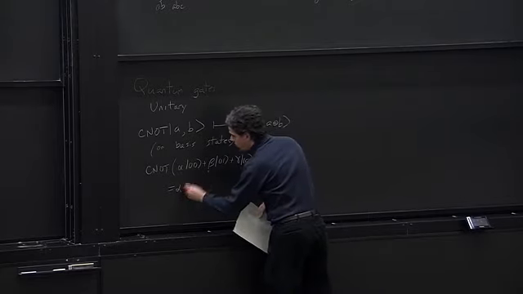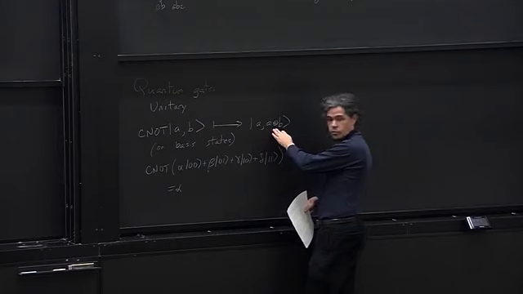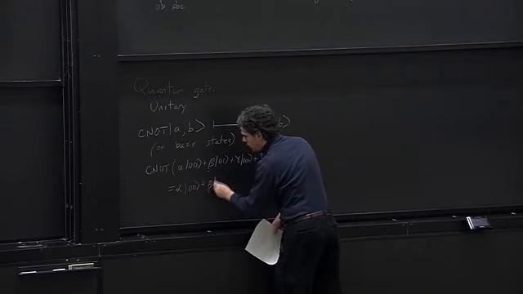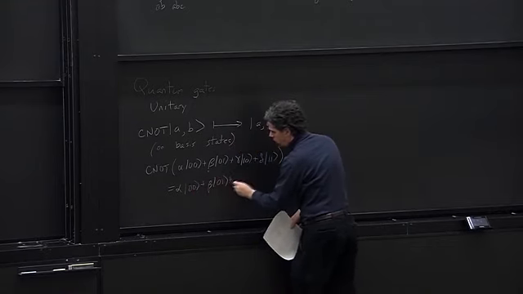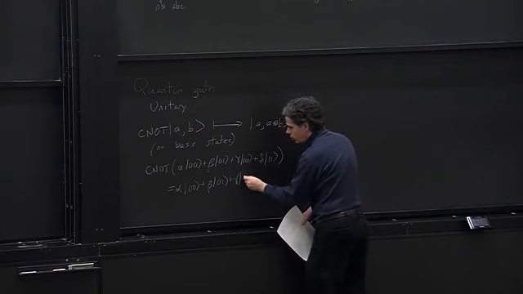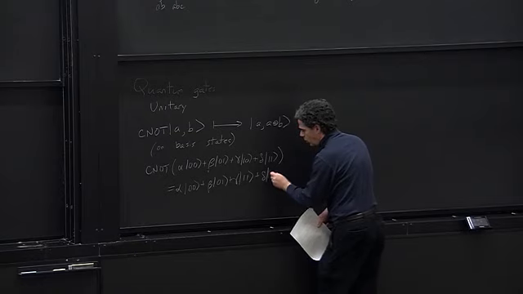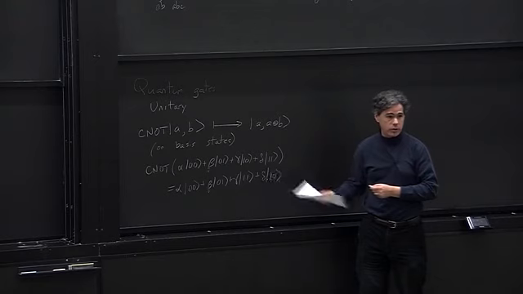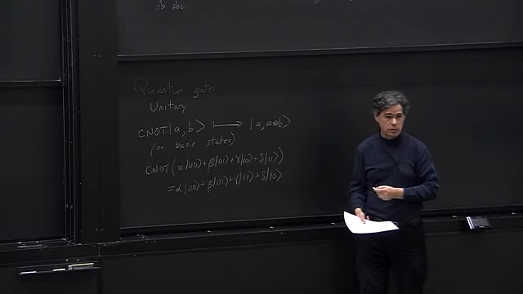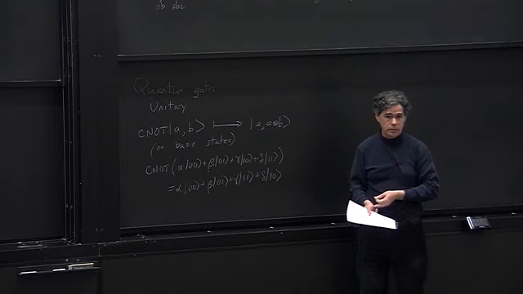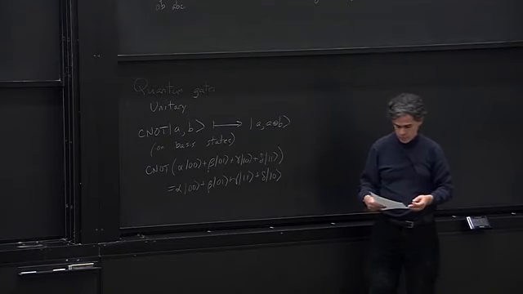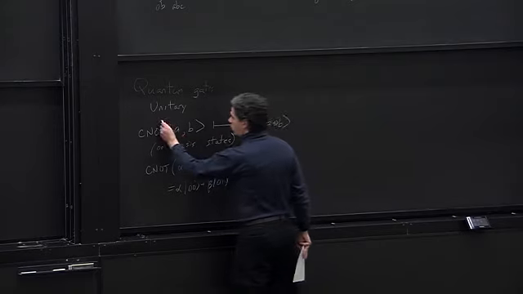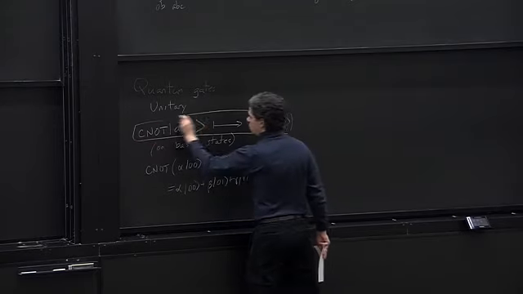So this is going to go, well, |0,0> goes to |0, 0⊕0>, which is |0,0>. And |0,1> goes to |0,1>. But then remember, |1,0> goes to |1,1>. And |1,1> goes to |1,0>. So this is what happens to this arbitrary 2-qubit state. OK? So this is one quantum gate.